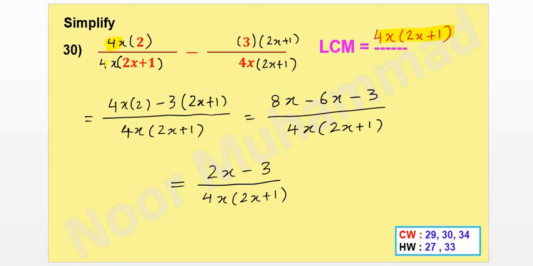Then you have to multiply 4x, this denominator here, both in the numerator and denominator, and this 2x plus 1, it's going to be multiplied here both in numerator and denominator. Then the next steps are exactly the same. So this is the final answer. After simplifying, we are getting this answer.